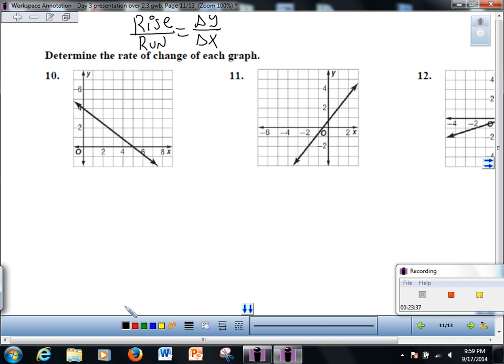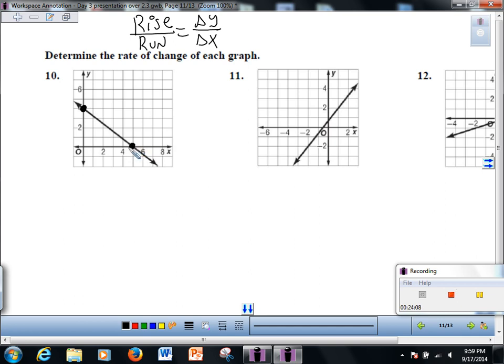So if you would, on your number 10, find 2 places that this graph touches nicely, what I mean is at an intersection. So there's a nice intersection right there. Put a dot there. Looks like at 4. And then put a dot right here. That looks like a nice one at 5.